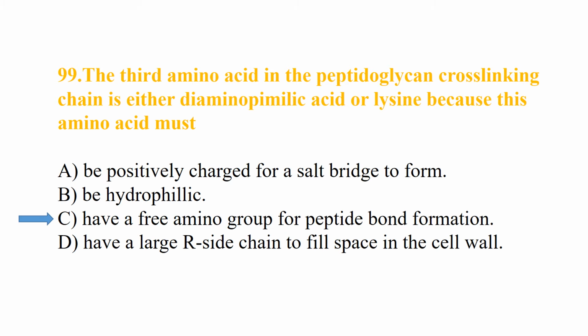Because for peptide bond formation, there must be a free amino group on one amino acid and the carboxyl group on the other amino acid. So the third is lysine or diaminopimelic acid, because of the free amino groups.